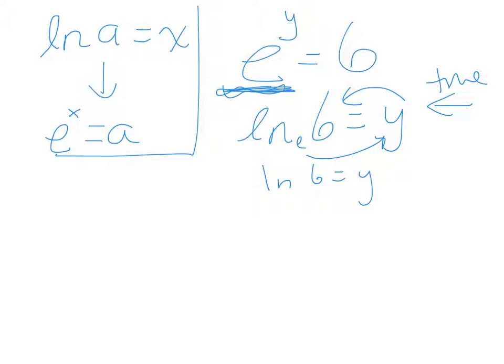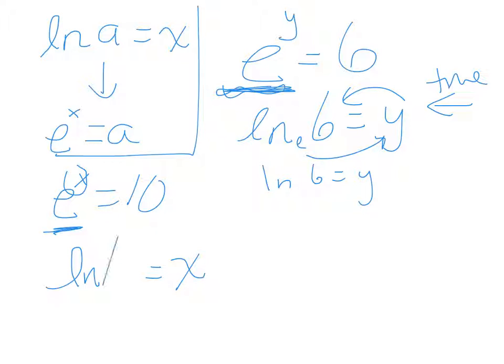Let's try another one. What if you're given e to the x equals 10? Again, this is my base, so that's telling me to use natural log. This is my power, so that's going to go on the other side of the equal sign. So it's natural log of 10 equals x.